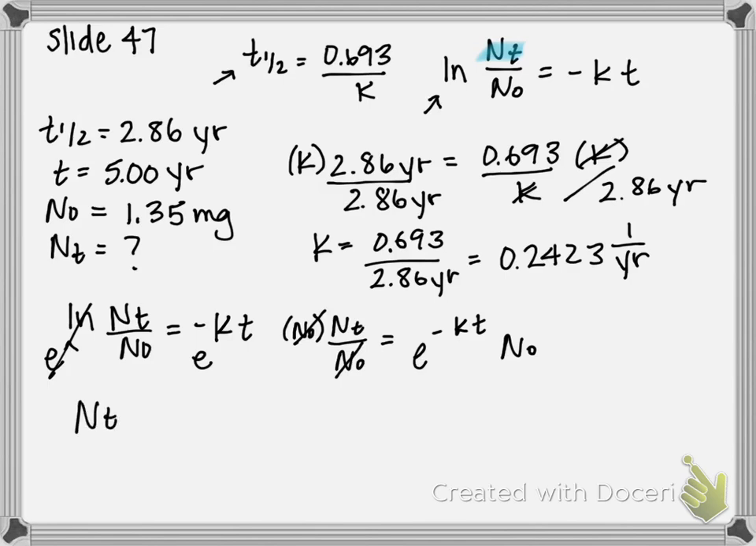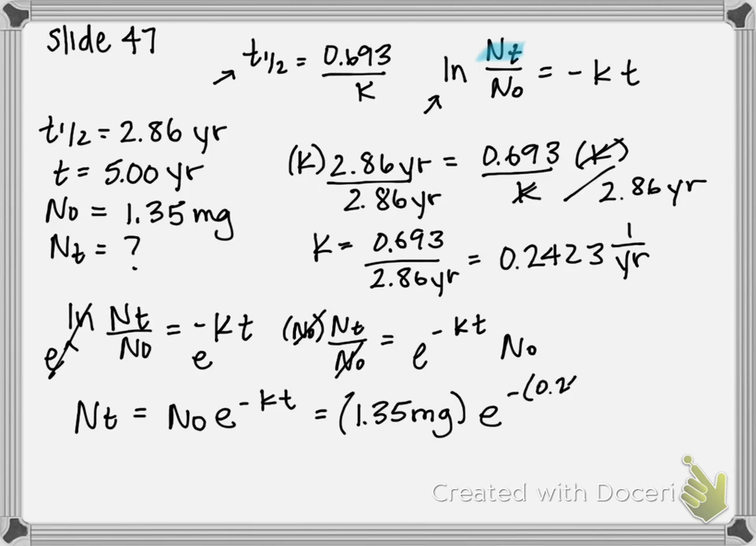So N sub T is equal to, oh, hold on, let me rewrite that. N sub 0 times e to the negative kt. So if we plug all our values in, our initial concentration or amount is 1.35 milligrams, and e is raised to the negative k. K is 0.2423 inverse year. That comes from this right here, which we solved. And then our t is 5 years.